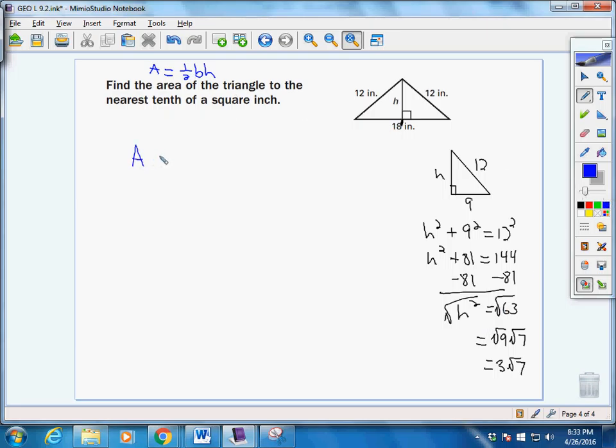So now, to find the area of this triangle, it's 1/2 the base times the height. So we're going to do 1/2 of the base, 18, times our height. Well, we just found out that our height is 3 square roots of 7, or square root of 63. And since it says to the nearest tenth of a square inch, we can multiply all that together, and it's going to be approximately equal to 71.4. And these are measured in inches, so it'll be square inches.